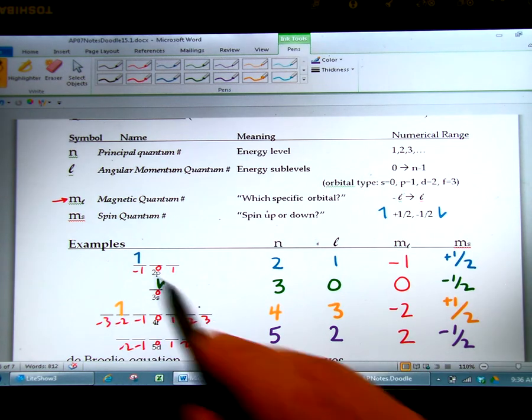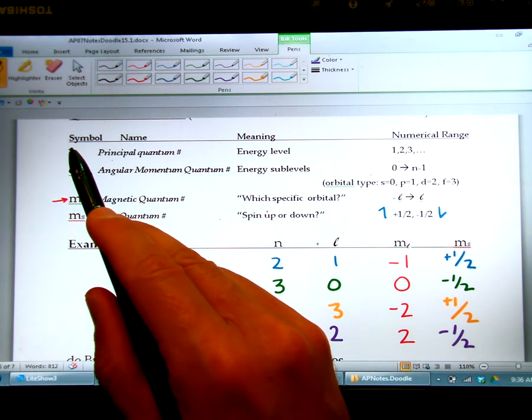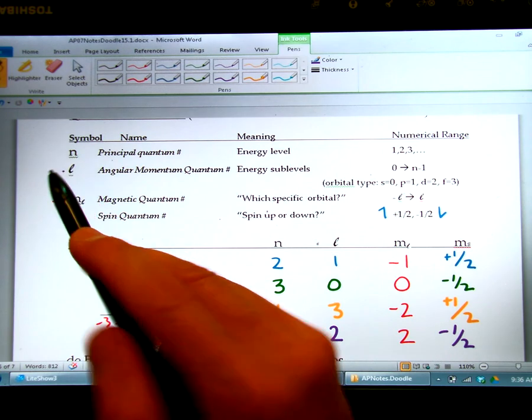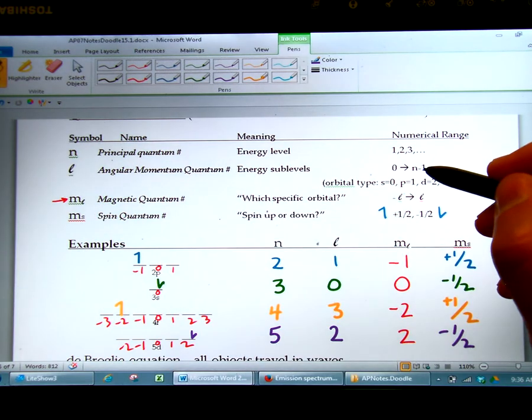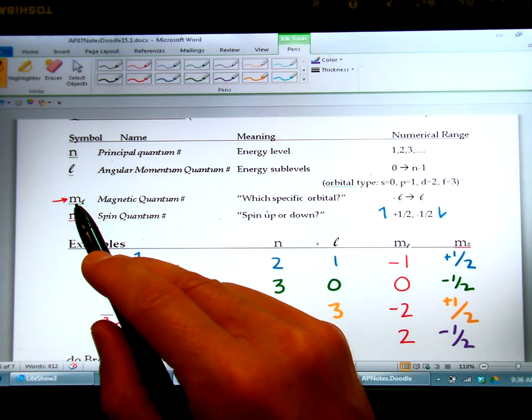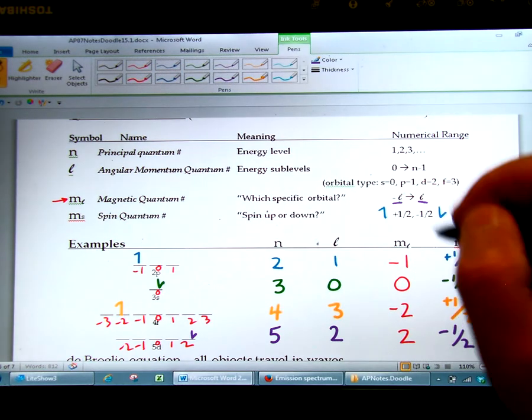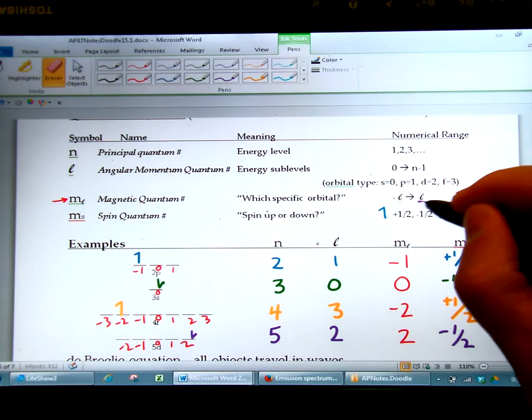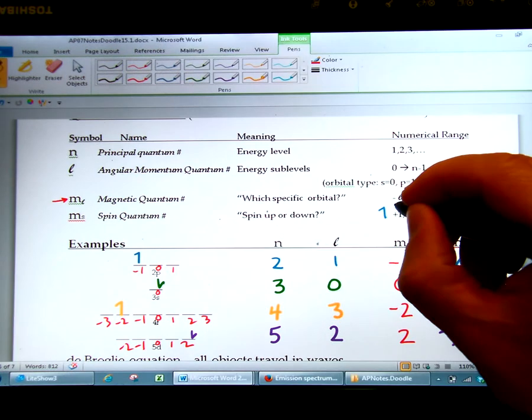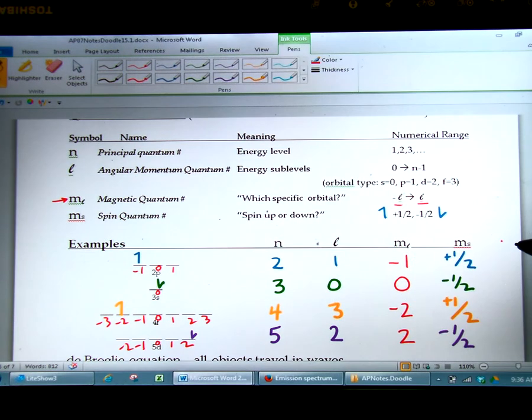So L can never be equal to n, and it only goes up to n minus 1. And the m sub L goes from -L to +L. -L to +L. That's the value range of m sub L. And then lastly, of course, the ms can go up to +1/2 or -1/2.